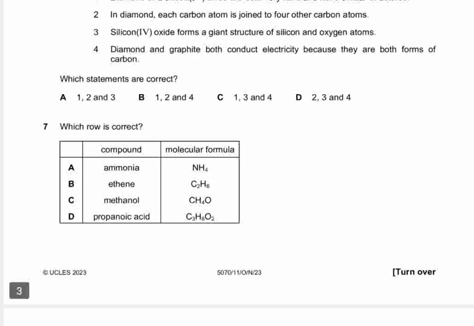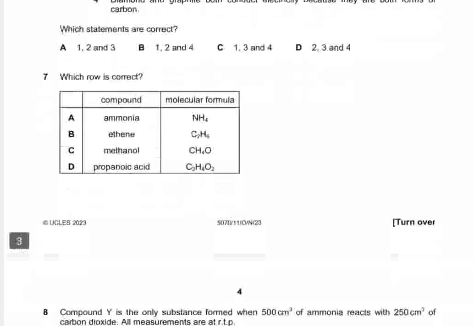Which row is correct? Ammonia: its formula is NH3, so that is wrong. Ethene: its formula is C2H4, not C2H6, so it's wrong. Methanol, CH3OH, yes, methanol is the correct option. Propanoic acid, again, is the wrong one, so the C option is the correct one.